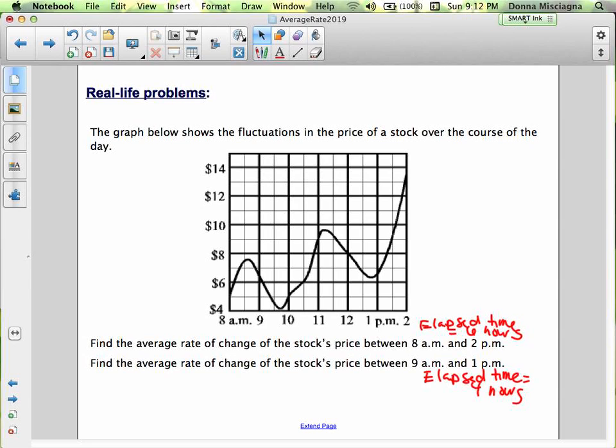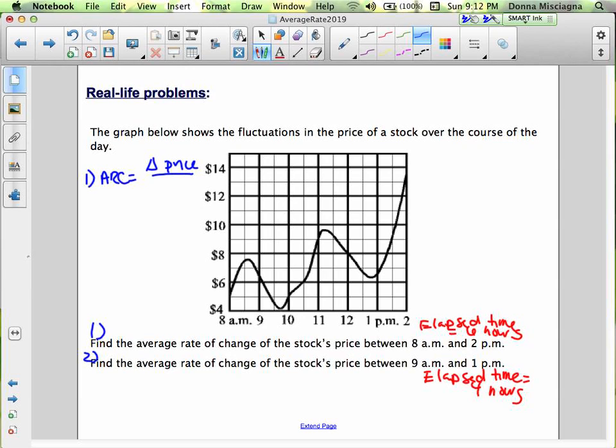All right, so now let's just do the average rate of change, and we'll number this one 1 and this one 2. For 1, the average rate of change is going to be change in price over the elapsed time. Now let's look at some marks, because we looked at how much time has gone by, but not the price of the stock. So 8 a.m. looks like that point is here. It looks like at 8 a.m. the price of the stock is $5.